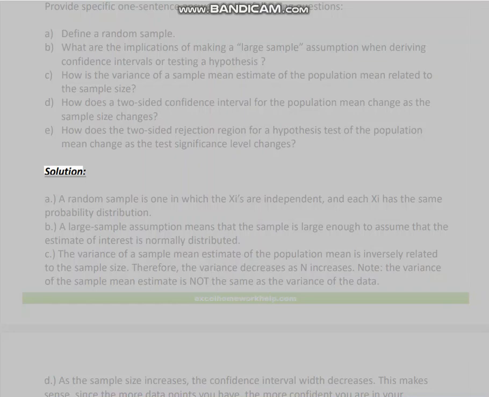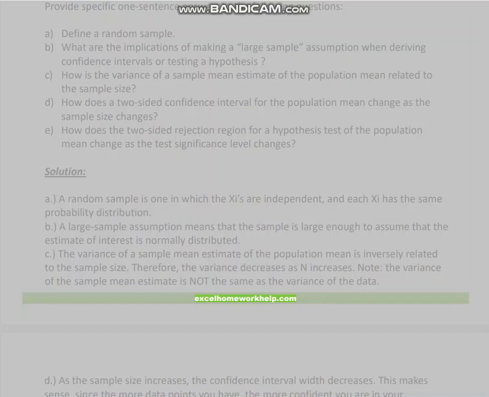Solution. A. A random sample is one in which the x's are independent, and each x has the same probability distribution. B. A large sample assumption means that the sample is large enough to assume that the estimate of interest is normally distributed. C. The variance of a sample mean estimate of the population mean is inversely related to the sample size. Therefore, the variance decreases as n increases. Note: the variance of the sample mean estimate is not the same as the variance of the data.